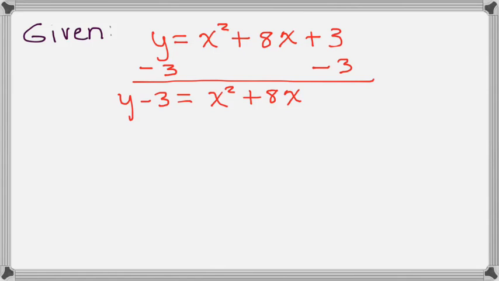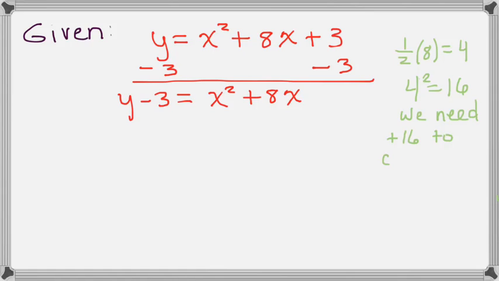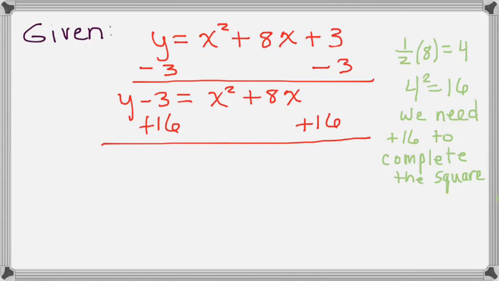What do we need to complete the square? Well, let's remember our pattern. The pattern says we take half of 8, and that's 4. And then we square 4, and that's 16. So we need to add 16 to complete the square. Let's do that. We'll add 16 to both sides of the equation, and then we get y plus 13 is equal to x squared plus 8x plus 16.